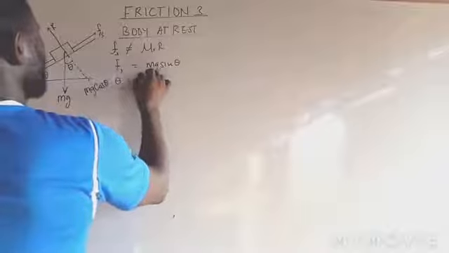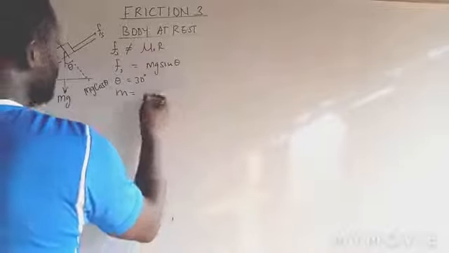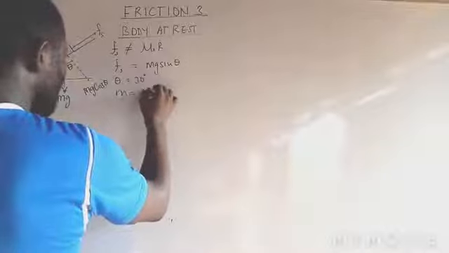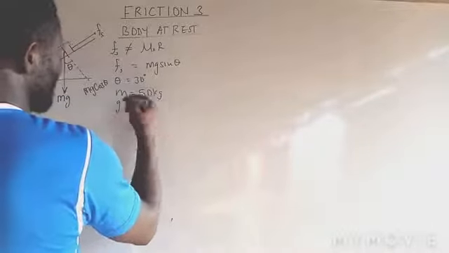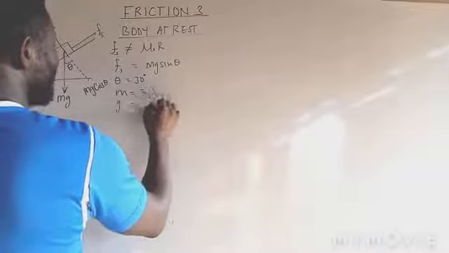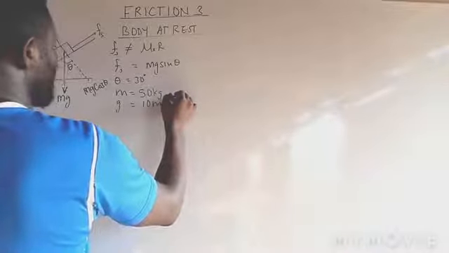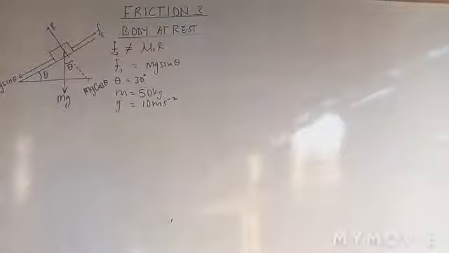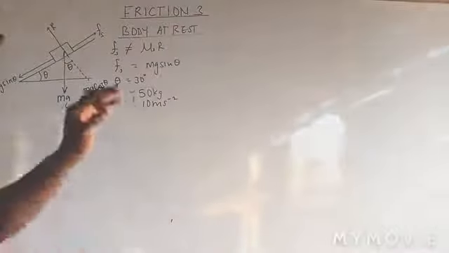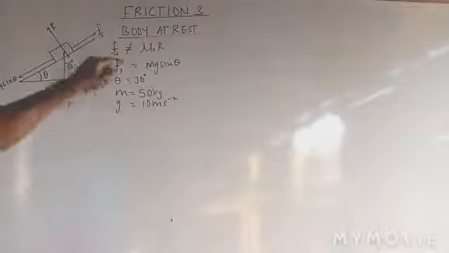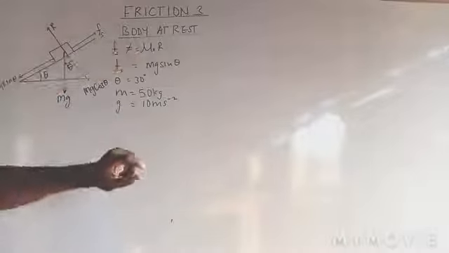If you want to play with some values, let theta be 30 degrees, let the mass be maybe 50 kg, and our g, which is acceleration due to gravity, be 10 meters per second squared. If a question like this is given, you will always be tempted to use this formula, which is not correct.